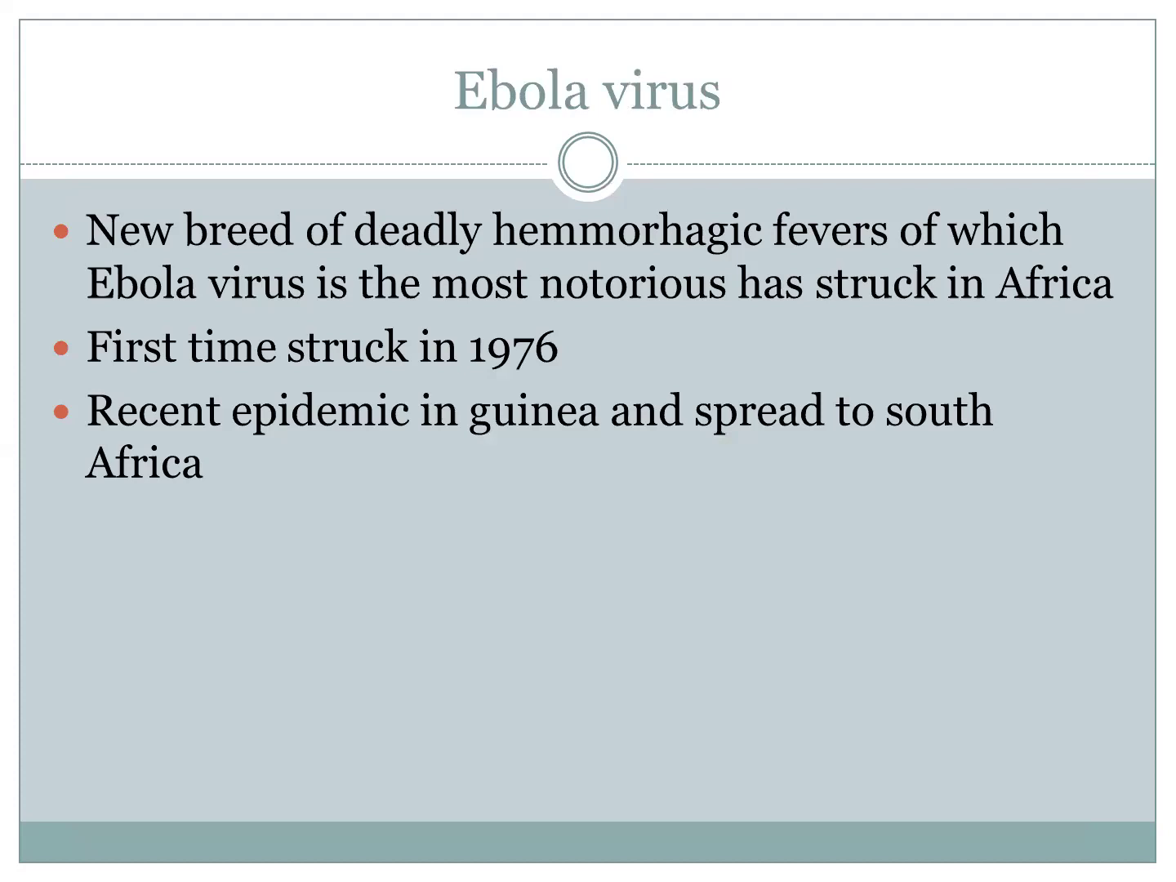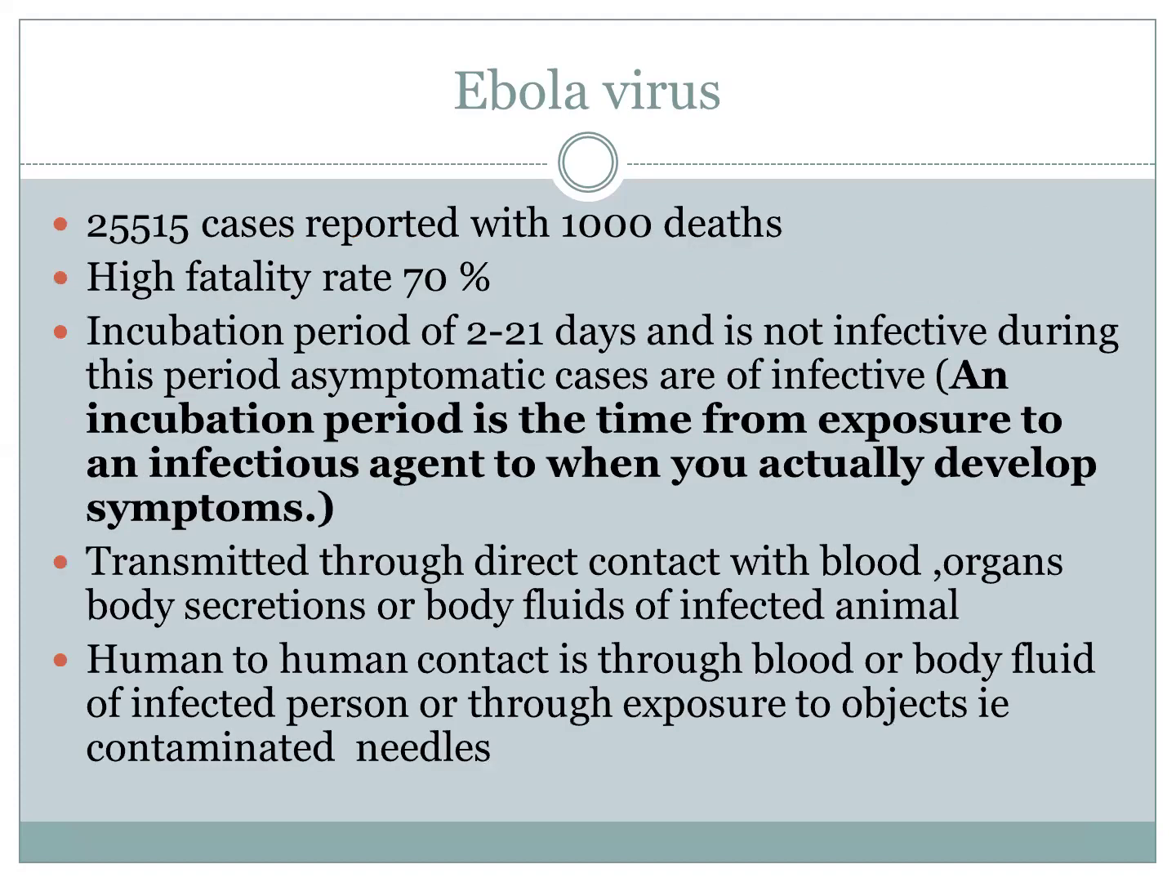Then there is Ebola. Ebola is a deadly hemorrhagic fever, one of the most notorious diseases which has struck Africa. It first struck in 1976. The recent epidemic began in Guinea, and then it spread to other countries. More than 25,000 cases and 10,000 deaths, a high fatality rate, with an incubation period of 2 to 21 days, and the person is not infectious during this period. It is asymptomatic during incubation. The incubation period is the time from exposure to the infectious agent until we actually develop symptoms.